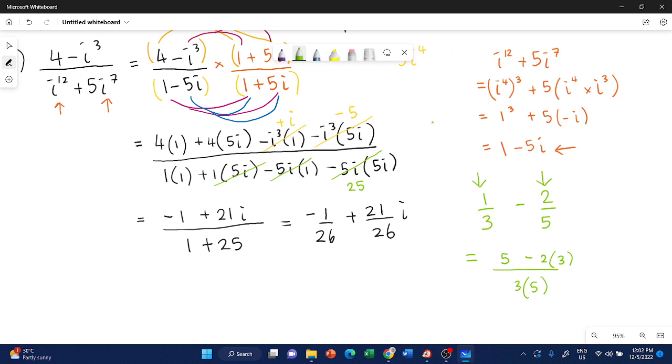Bawah ni dah ada sama, 3 kali 5, because they have common factor lah. So ni contoh nombor, tapi kita buat sama juga kalau you ada pecahan macam tadi. Okay, pecahan macam tadi.